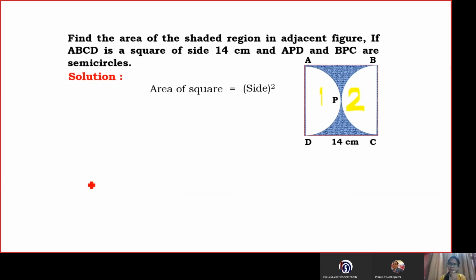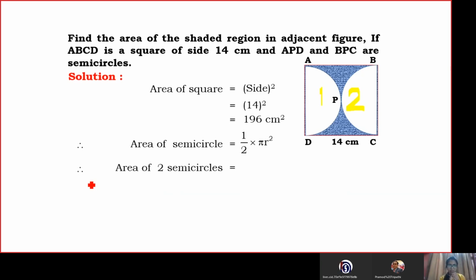Now what you have to do is find out the area of the square. You all know area of a square is given by the formula side square or side into side, right? So that is 196 centimeters square. Then area of a semicircle will be half into pi r square. Area of two semicircles: just imagine I am joining two semicircles. Will it not form a circle? If I join two semicircles, will it not form a circle? See? So area of two semicircles is the same as area of a circle, and once you calculate, it comes out as 154 centimeters square.